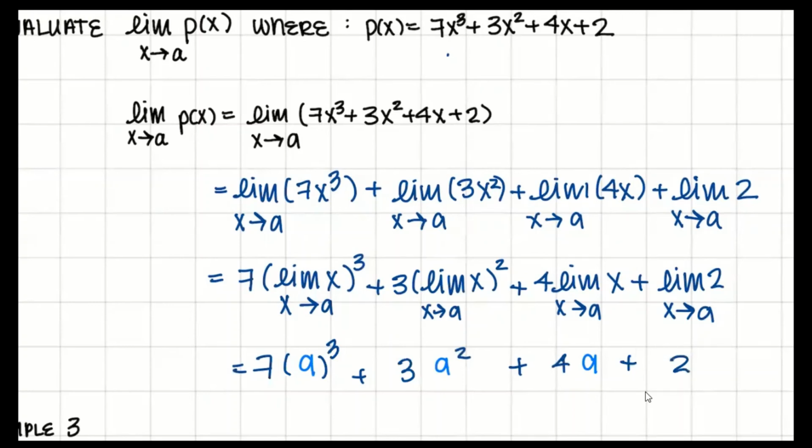and you might be wondering what's going on in this very last term. The limit of 2 as x approaches a, well, it doesn't depend on x. So it is always going to be 2. So that's why you see each step I take, it just becomes 2.